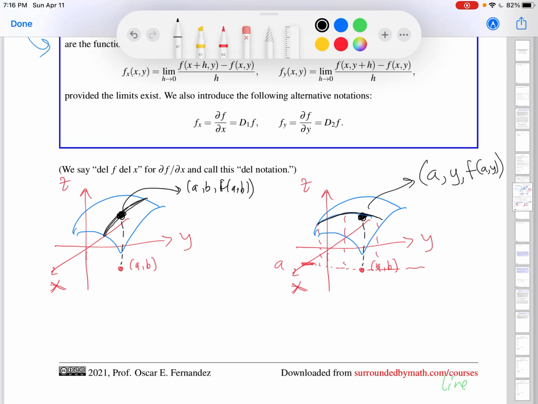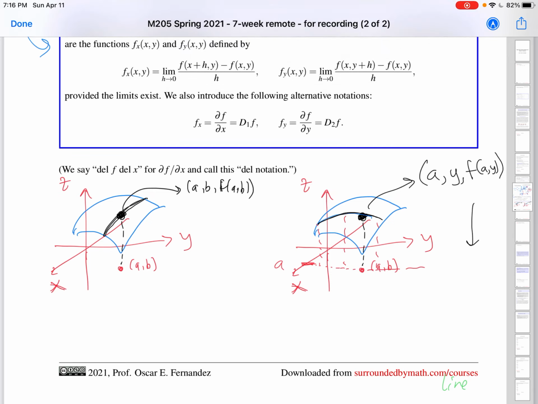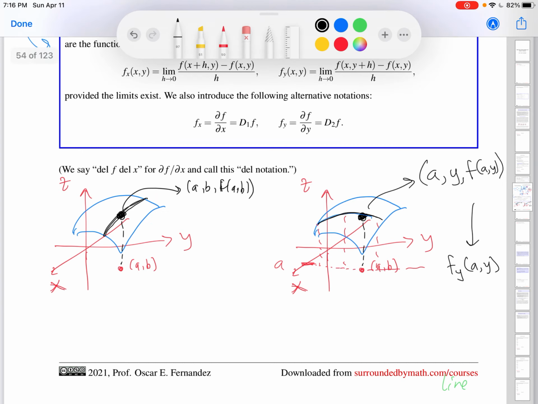So as I look at this curve, if I want to take its derivative, then I will end up producing the derivative in the y direction at point a, b, as a function of y. And therefore, if I draw the tangent line at the point a, b, it's kind of a horizontal tangent here. So the slope of this line is fy of a comma b. Okay.